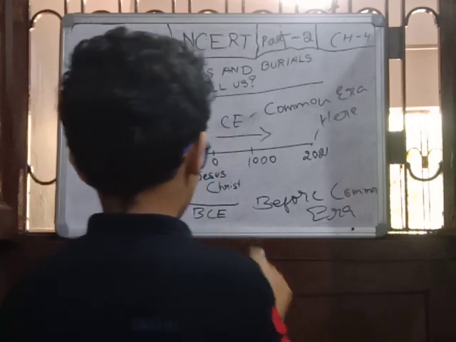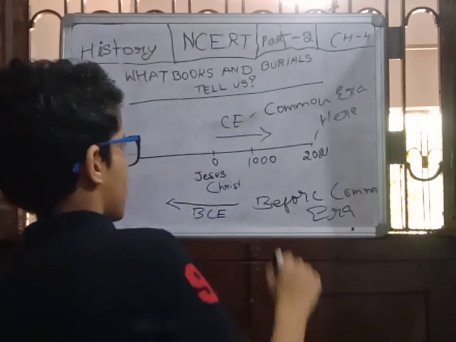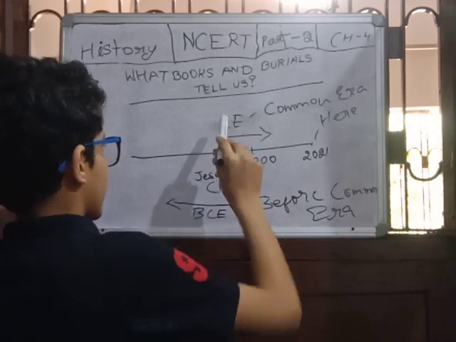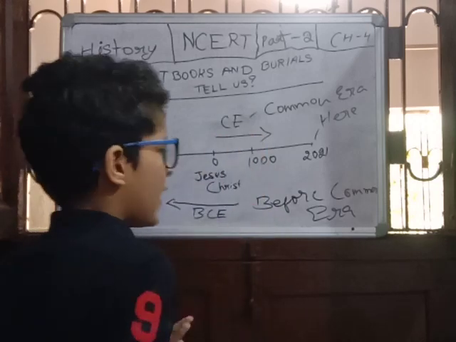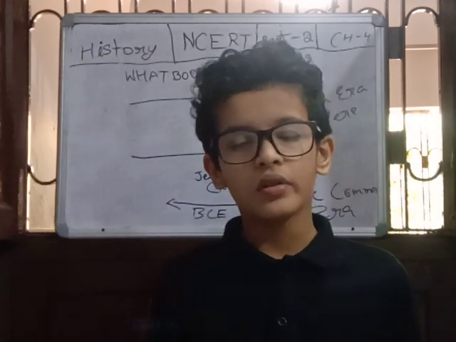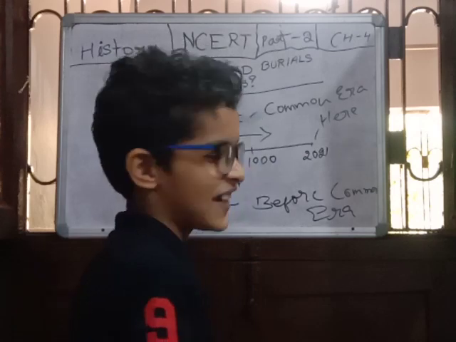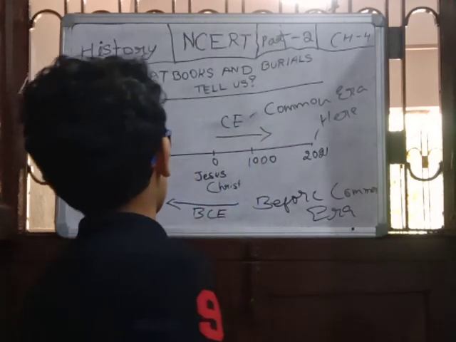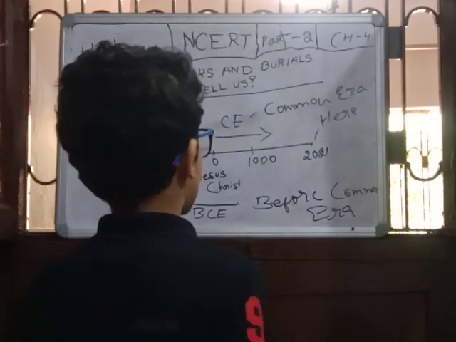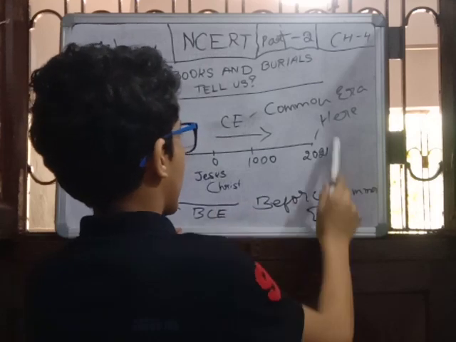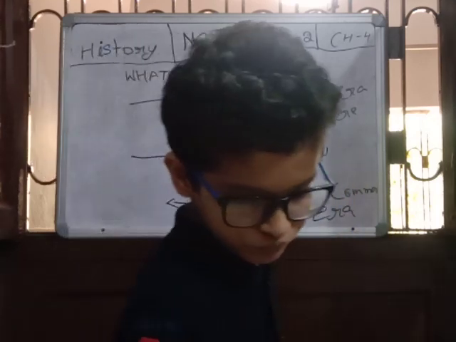So, BCE, Before Common Era. You need to note down these abbreviations, CE and BCE. Later on, I'm going to teach you some more like this. That was such a funny activity, but that's fine. So you can note down that BCE stands for Before Common Era, and CE stands for Common Era.